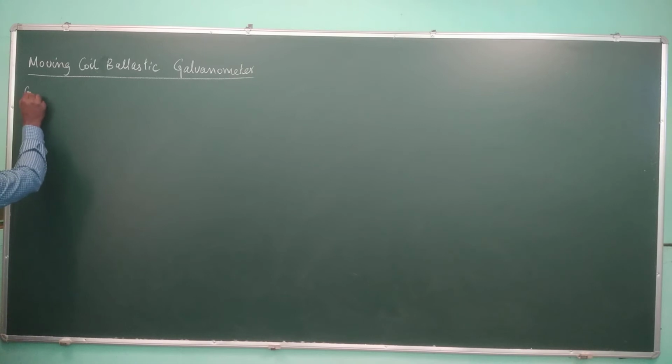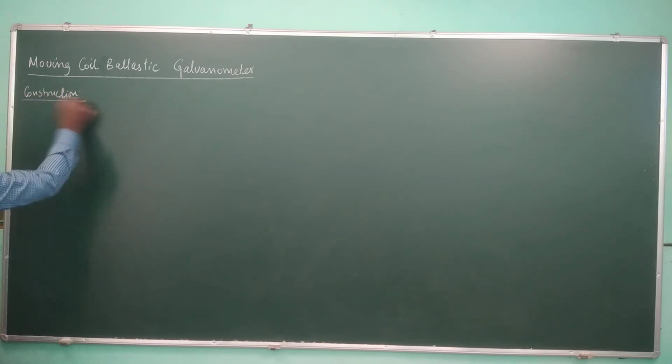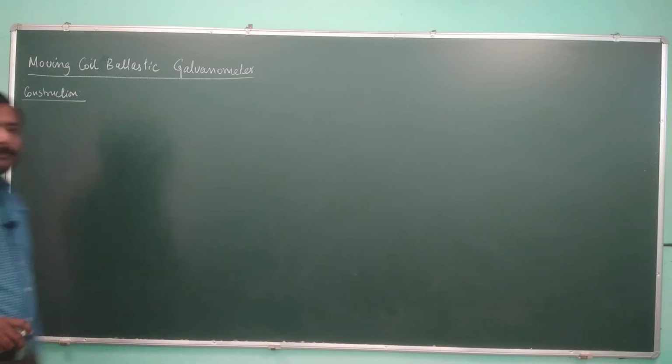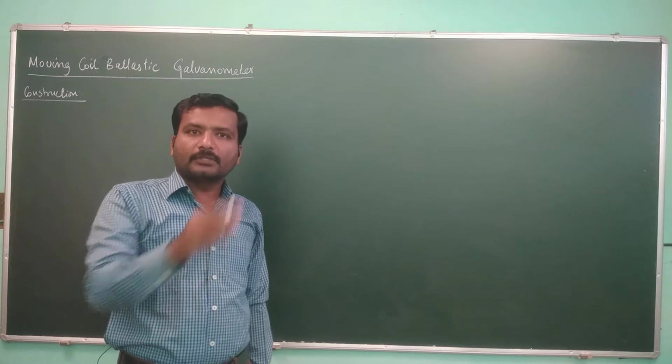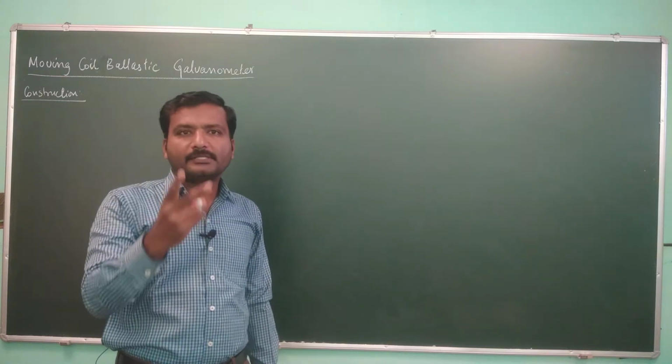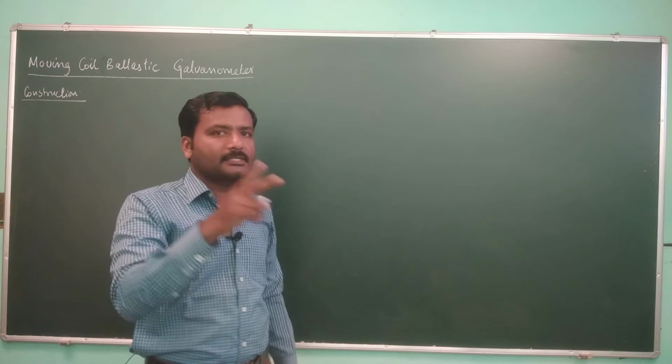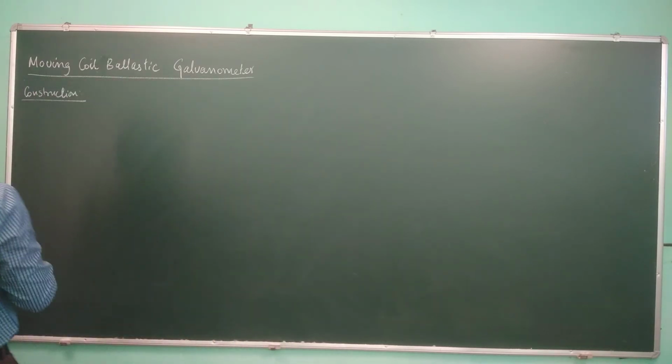Now, how to construct? The construction of the ballistic galvanometer and the moving coil galvanometer are one and the same. There are two characteristic differences that we will see at the end of the construction.